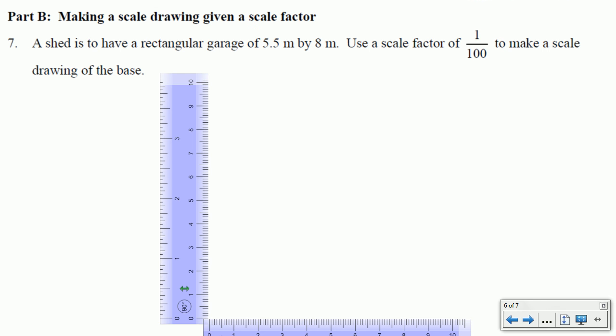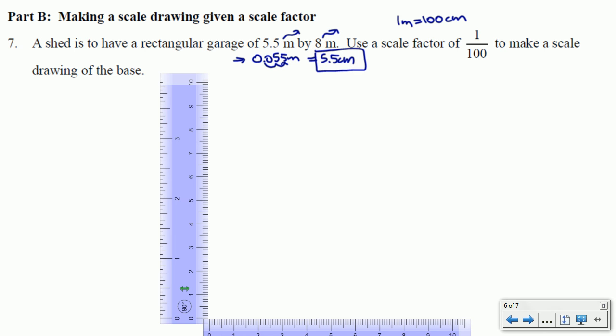In question number 7, we have a structure that's actually 5.5 by 8 meters, and we need to use a scale factor of 1 over 100 to make a scale drawing of the base. So what needs to happen here is we need to divide each of these dimensions by 100. So 5.5 divided by 100 gives us 0.055 meters, which is a length that's a little impractical to measure, but if we know that 1 meter is equal to 100 centimeters, we can move the decimal over to the right twice, and we would have 5.5 centimeters.